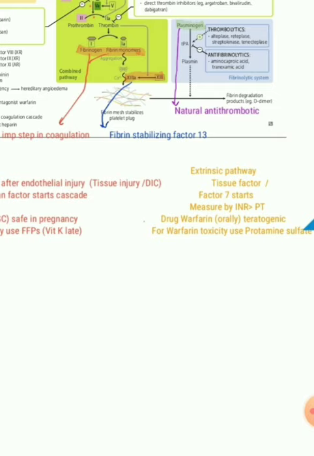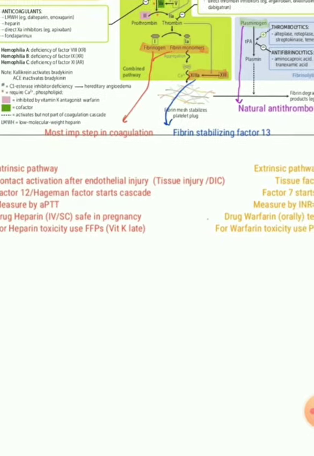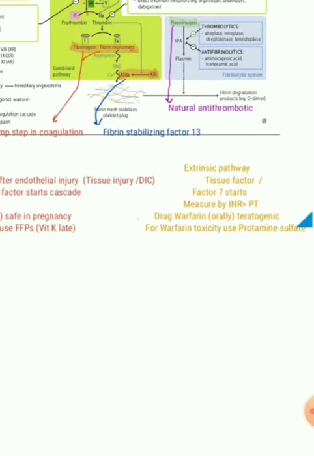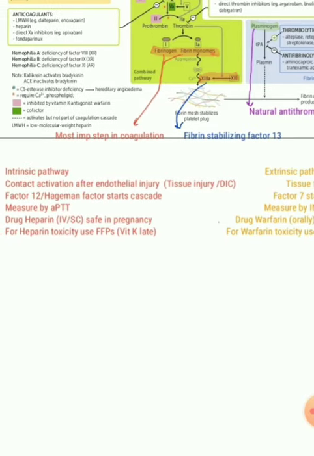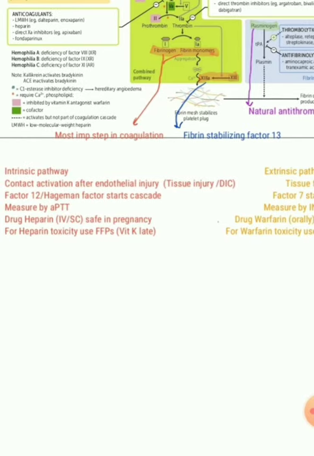And in the extrinsic pathway we have warfarin. We have to remember it in any way that warfarin, factor 7, PT/INR are the extrinsic pathway things, and warfarin is teratogenic as well. So warfarin toxicity can be treated with protamine sulfate. So here we had FFPs for heparin, and here we have protamine sulfate for warfarin. So sulfate has an F and warfarin has an F, to remember. And here we have heparin and Hageman factor or factor 12 to remember.